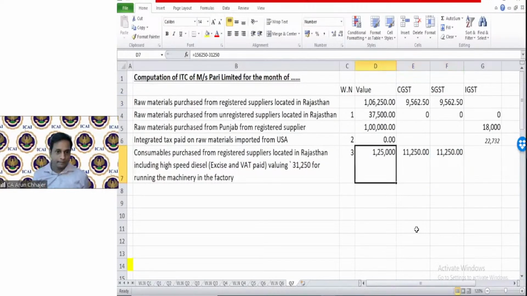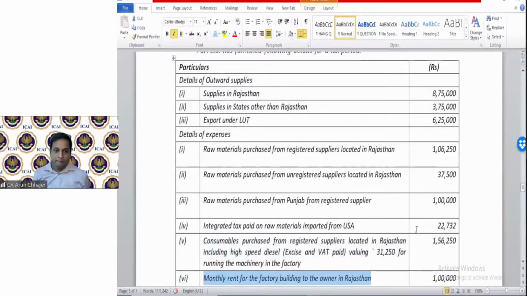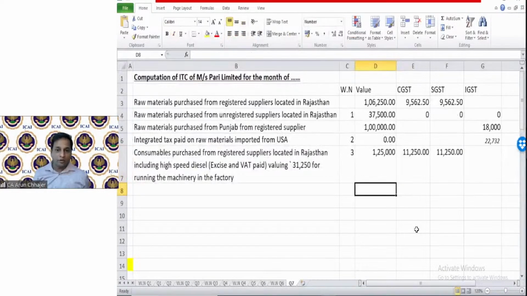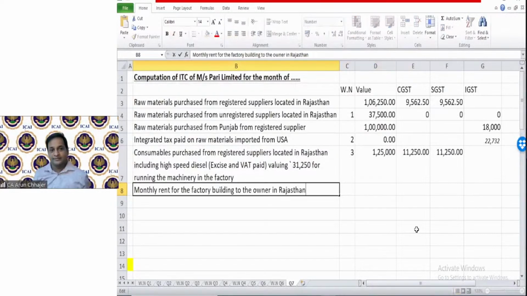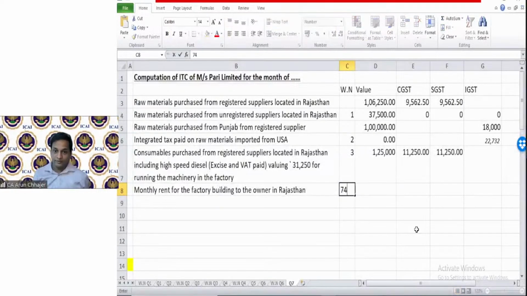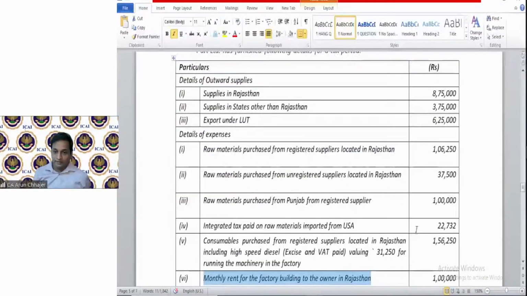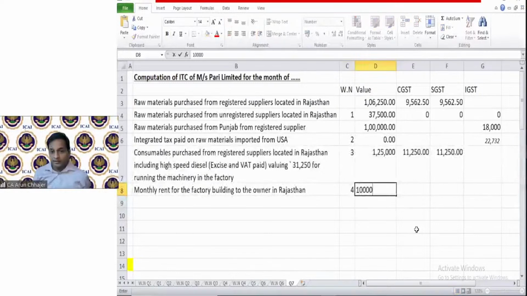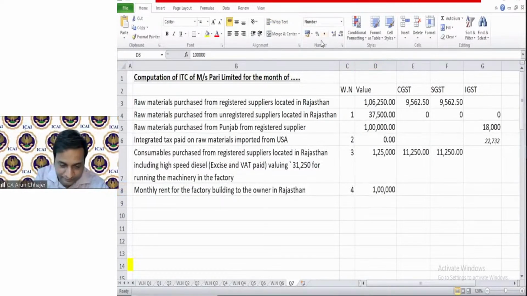Clear? Next, monthly rent for factory building to the owner in Rajasthan. Very important question to all of you. Which assumption is correct? I am writing 2 assumptions. You have to select one assumption, or both are correct. You have to tell me.